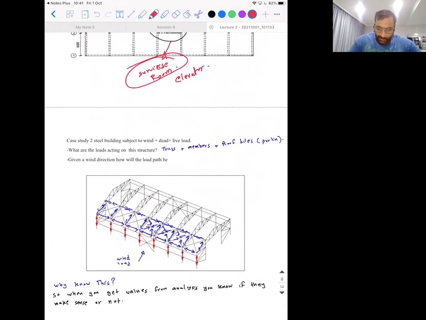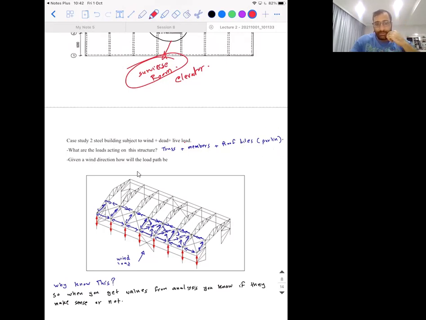Steel building subject to wind plus dead plus live load. What are the loads acting on the structure? The loads acting on the structure are the self-weight of the truss, members, roof tiles or purlins. The roof tiles, the things that get put on the roof as cladding, are called purlins.